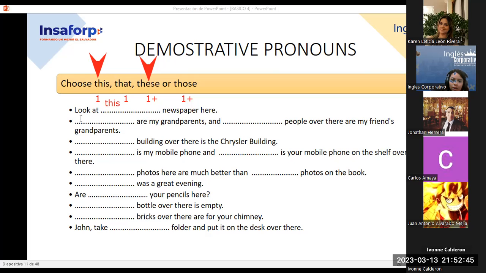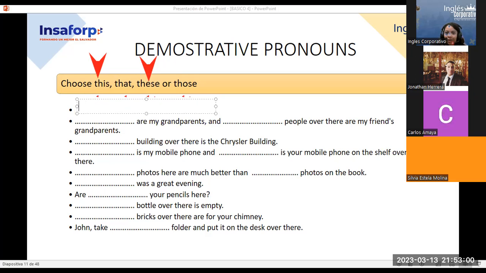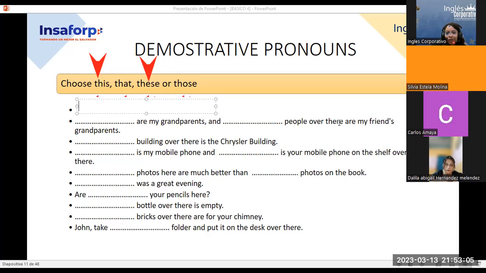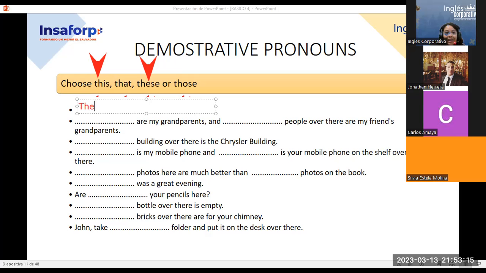Those. Okay. Or these. Or what do you think? Si están cerca, these. Let's read it. Let's read the sentence y veamos quién está cerca, quién está lejos. And people over there. Are my friend's grandparents. These and those. Oh, okay. So these.